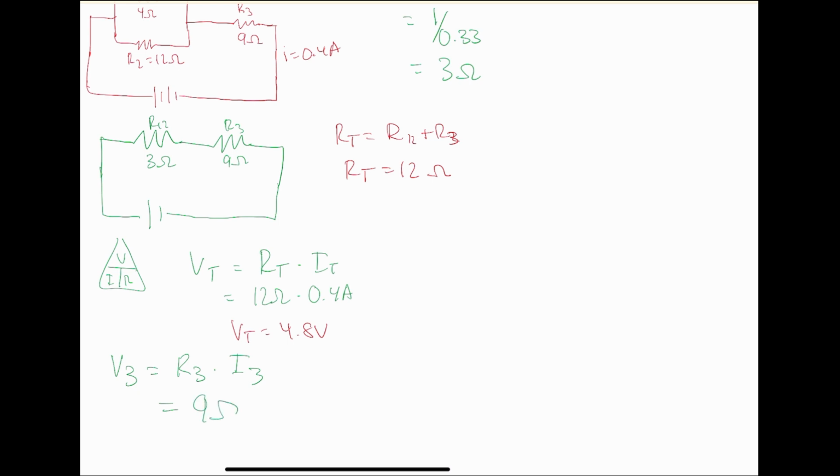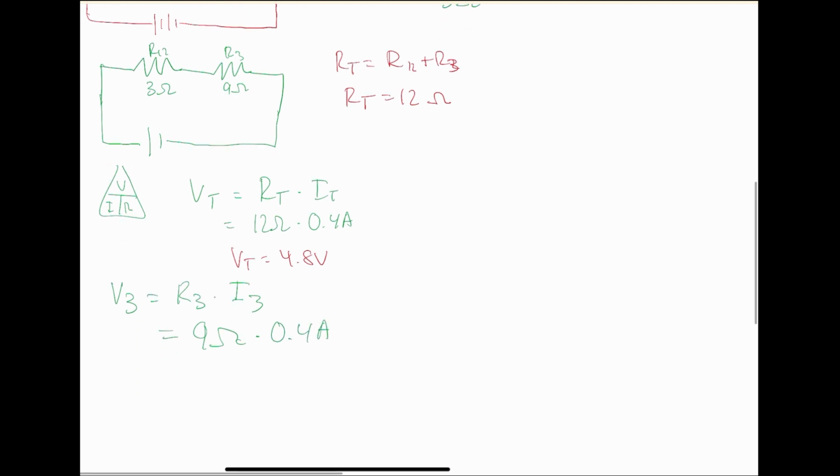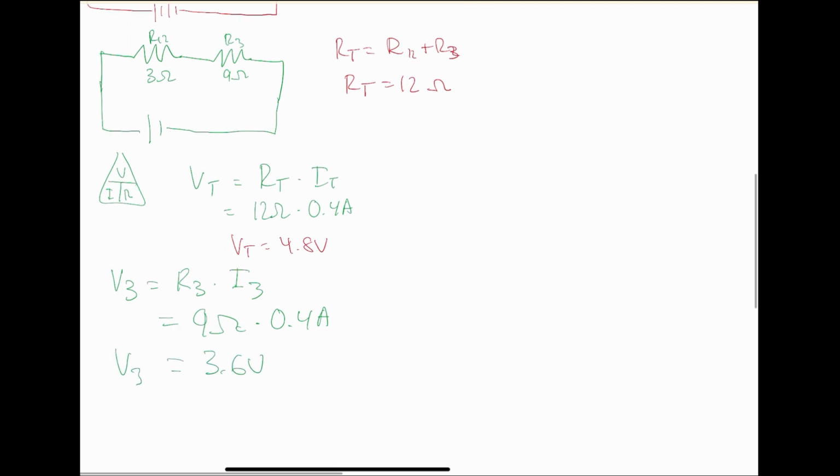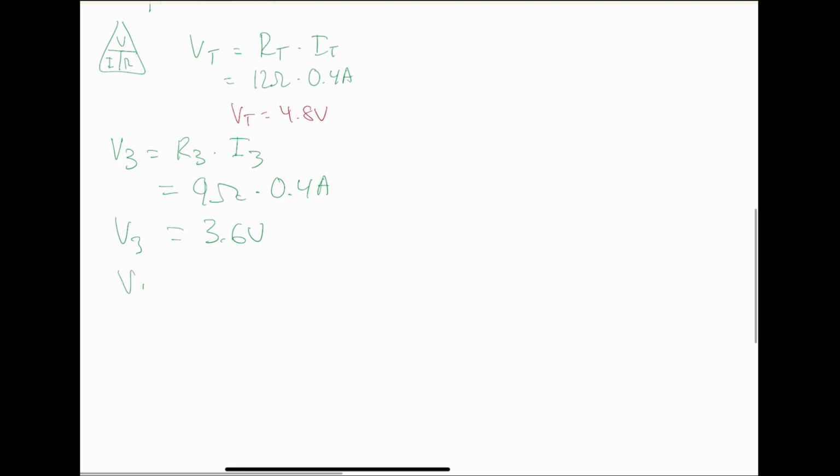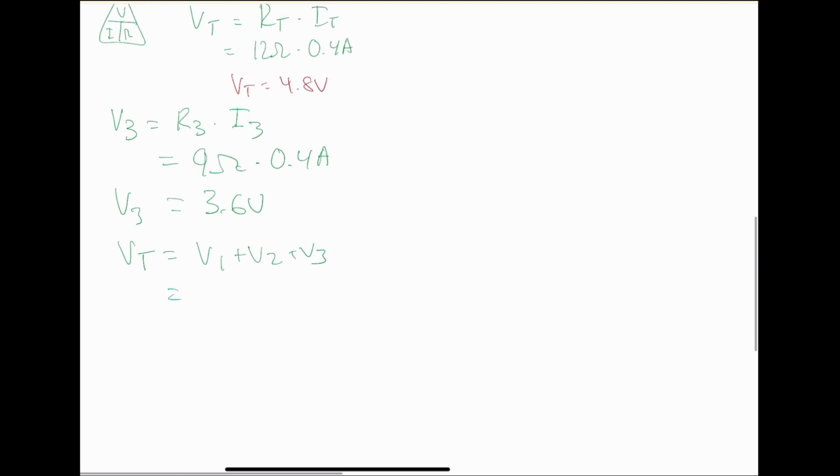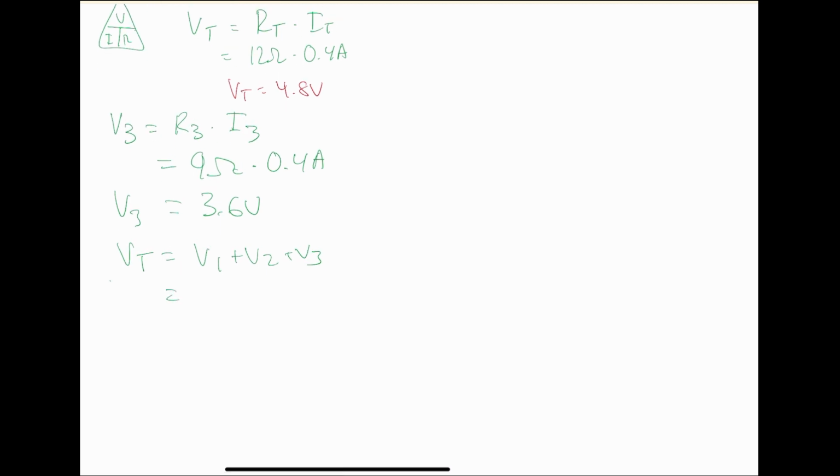R3 times 0.4 amps. We should get 3.6 volts. Okay, using Kirchhoff's law, we know that voltage total is equal to V1 plus V2 plus V3, right? We solved for V3. We don't know what this one is. We don't know what this is.